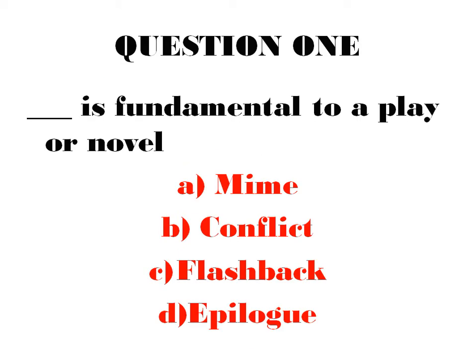Question 1. Dash is fundamental to a play or novel. Looking at the options, you have A, mime, B, conflict, C, flashback, and D, epilogue. Carefully look at where the dash is fundamental to a play or novel. Mime is very fundamental to play, but it's not fundamental to novel. Flashback can be used in both novel and play. Epilogue, I believe you remember the meaning of epilogue, a short note at the end of a play. And conflict can also be seen in play or a novel. Which one do you think is the answer?